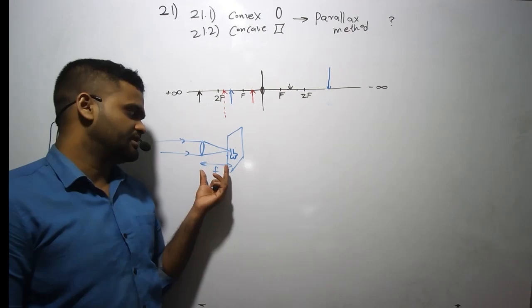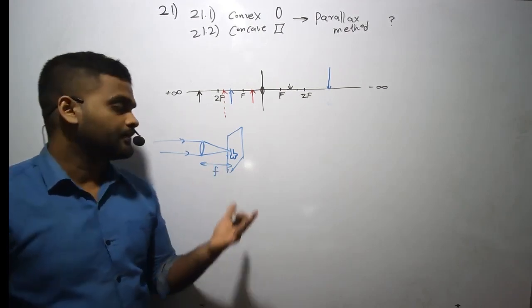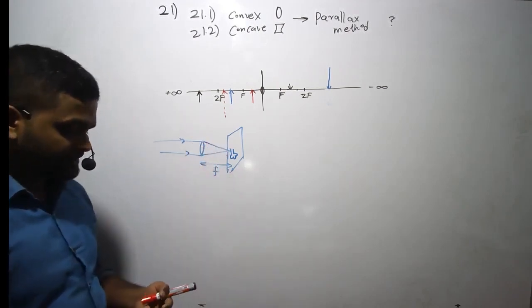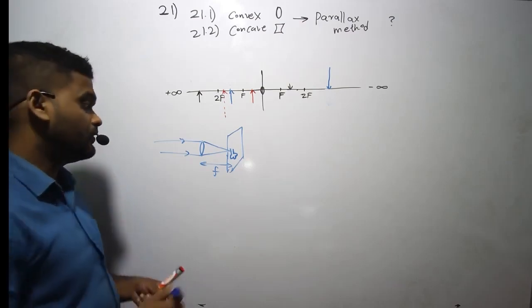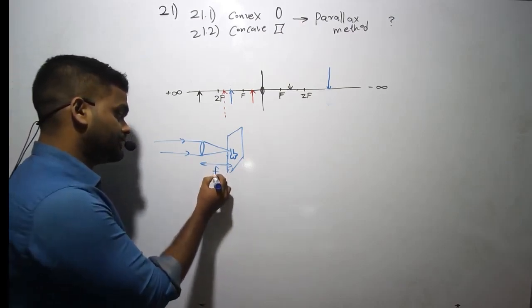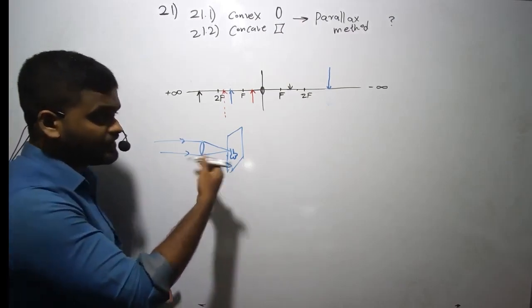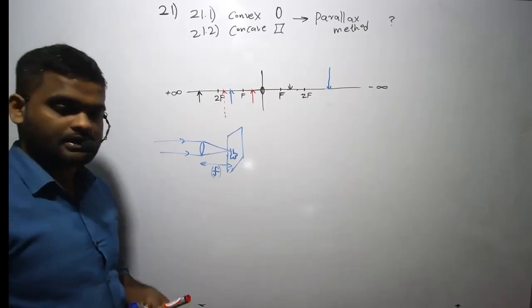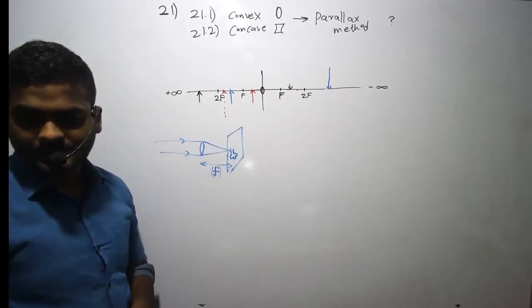You can easily measure this length using a meter ruler to find the focal length. So this is the approximate value of the focal length, simply f. This will be useful when we are doing the experiment.